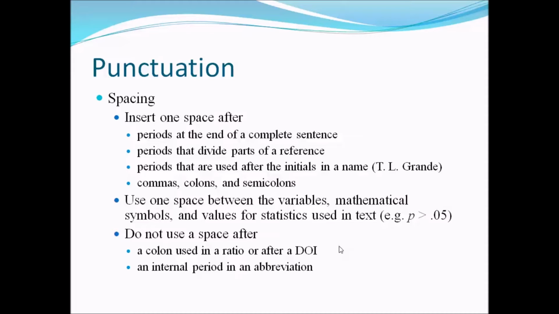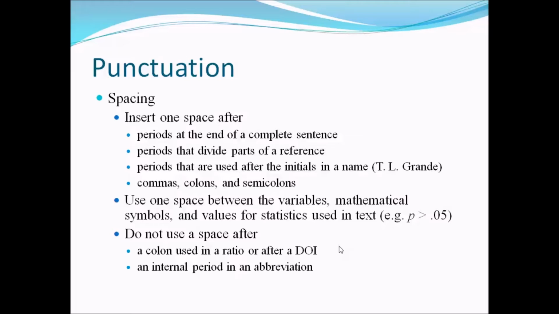Also use one space between the variables, mathematical symbols, and values for statistics used in text. In the example I have here, you see that the p-value, or the variable p, is separated by one space from the greater than symbol, which is separated by one space from the actual value of 0.05. This is another area that's often confused, and I see a lot of statistical expressions that seem very crammed together because there's no spacing. So you do want to have proper spacing inside those statistical examples.